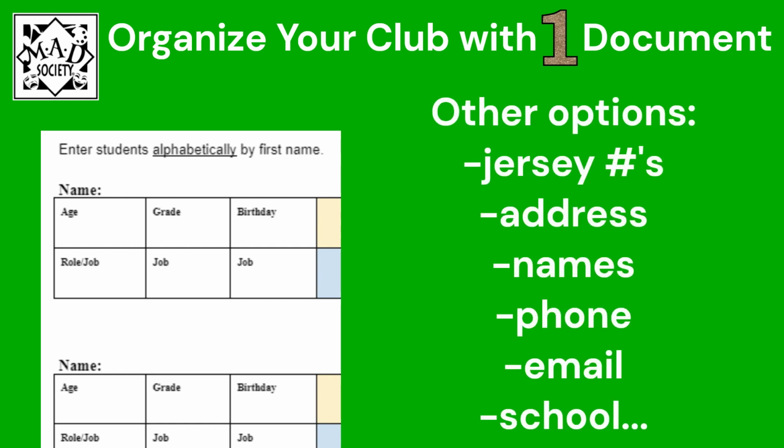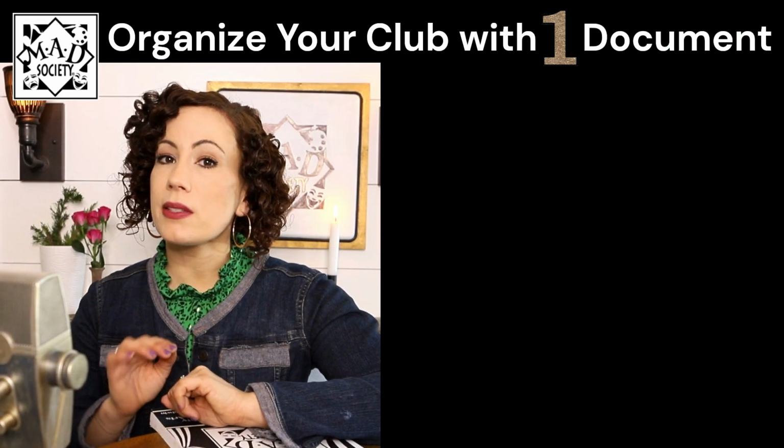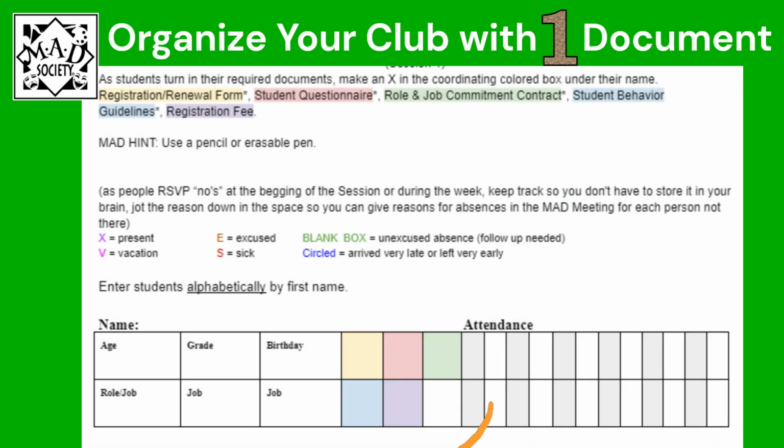Other options for this section might be jersey numbers, home address, parent and family names, cell phone, email, school, etc. Step 3, you're going to make boxes for tracking important information. The middle section for each table is a box for each important document or item that needs turned in for each student. You can see how I color coordinated each box with the title of each document or need at the beginning of the roster, so I don't have to fill the chart with words.